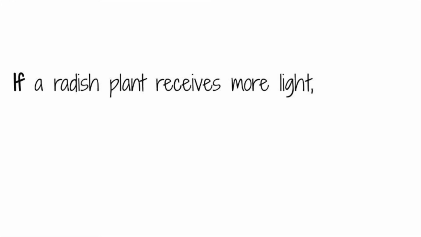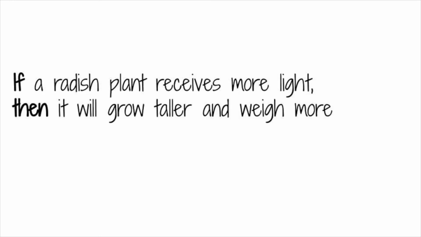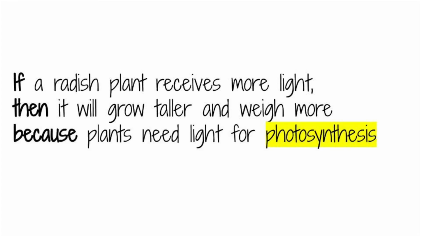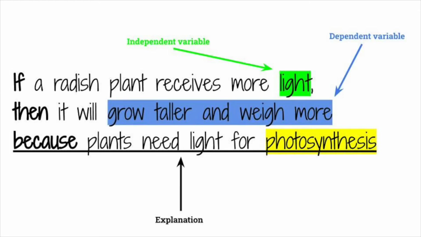If a radish plant receives more light, then it will grow taller and weigh more because plants need light for photosynthesis, which is how plants make their food. See how they used facts and research to explain the relationship between the variables. The amount of light, which is the independent variable, is what changes, and the weight and height of the plants, or the dependent variable, is what is affected by the independent variable. And then they explained why it was affected in the because statement.